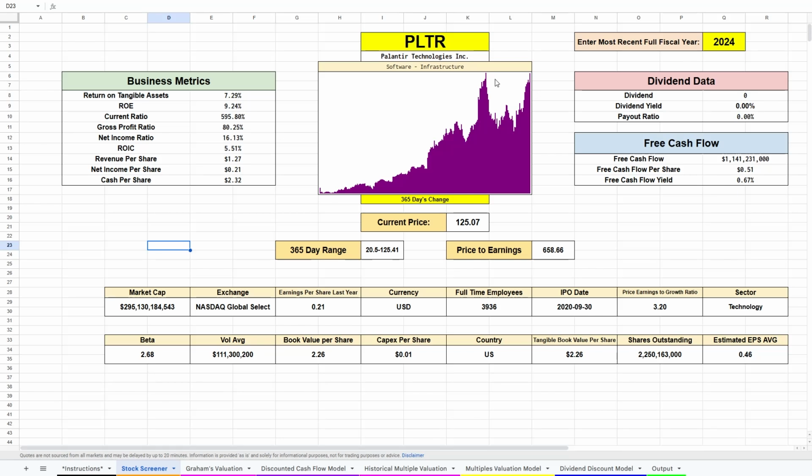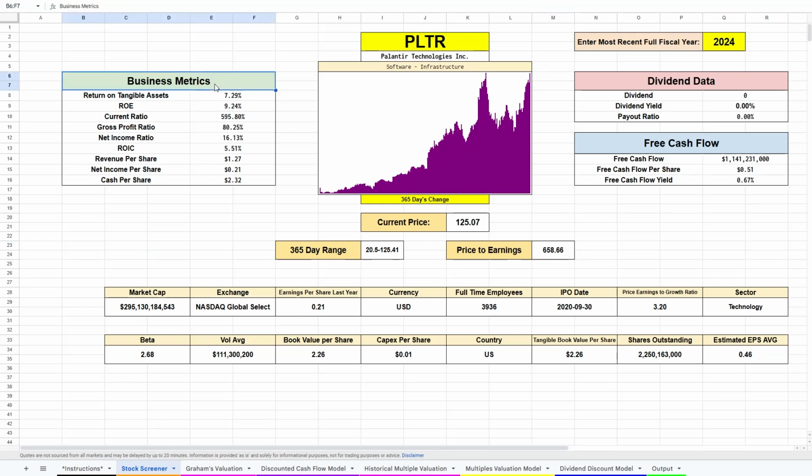Today I take an in-depth look at Palantir Technologies Incorporated, an American publicly traded company that specializes in software platforms for big data analytics. The ticker symbol is PLTR, and first of all, we're going to start with valuation. Their free cash flow yield is sitting at a measly 0.67%, and the price to earnings is an absurd 658.